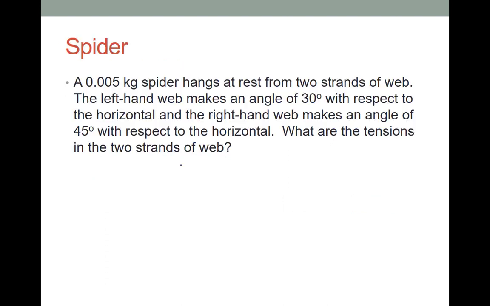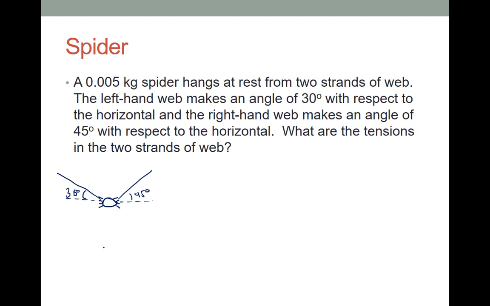The last example in this part deals with a spider hanging at rest from 2 strands of web. Okay, so here is my cute little spider. You can see all 8 of his legs. We're told the left-hand web makes an angle of 30 degrees with respect to the horizontal. So here's my 30-degree angle. We're told that the right-hand web makes an angle of 45 degrees with respect to the horizontal. And we want to find the tensions in these 2 strands of web.